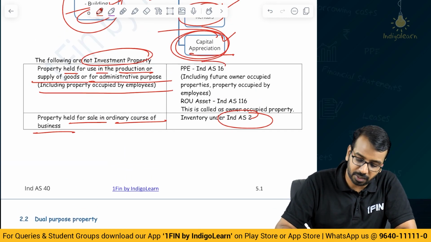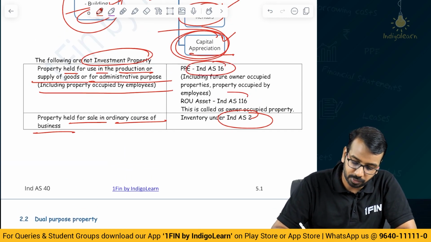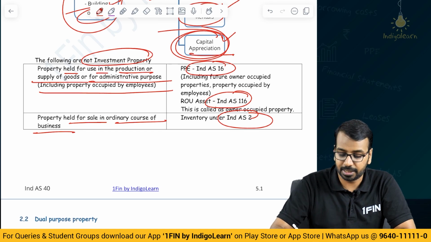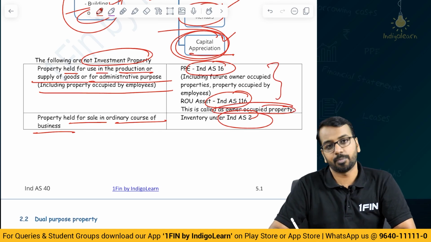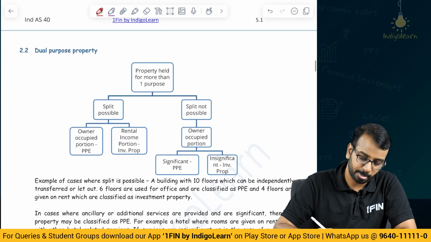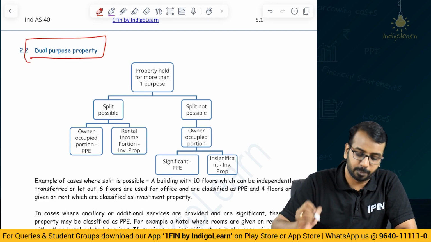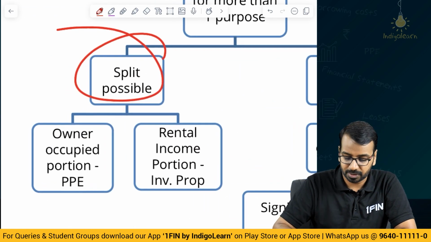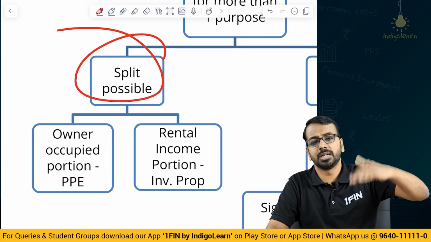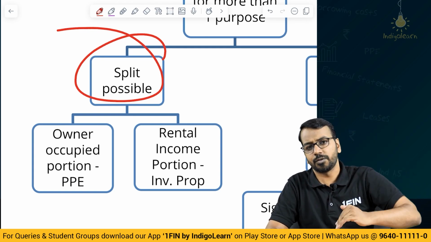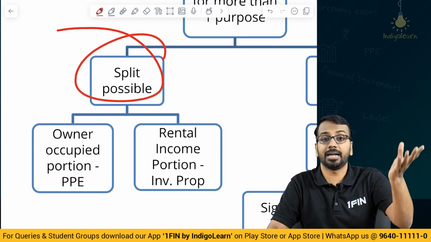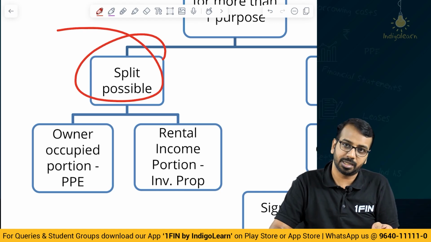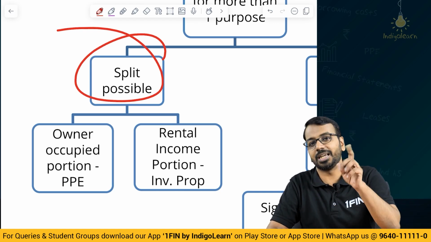Properties which are covered under IndAS 16 or IndAS 116 as a right of use asset are called owner occupied property and not investment property. Sometimes a property can have dual purpose, more than one purpose. Then you have to check, can we split the property? Split the property means I have 10 floors. Out of that, 7 floors is for my office purpose, 3 floors is for renting out. So the first 7 floors fall under IndAS 16 and the remaining 3 floors under IndAS 40.